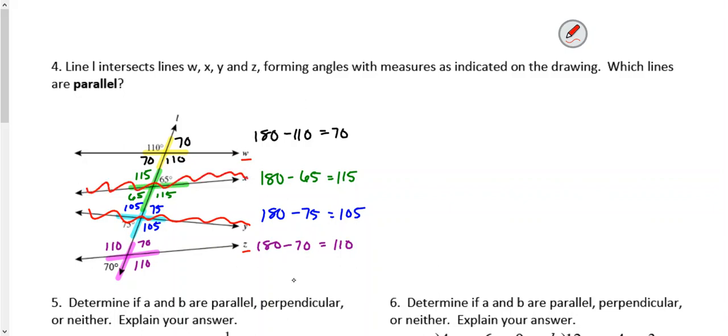But in order for W and Z to be parallel, we need to make sure the numbers are in the correct order. So if I look at W, we go from 110 to 70 to 110 to 70, back to 110. Is Z in the same order? 110 to 70 to 110 to 70, back to 110. So they are in the same order, they are the same numbers, so we can say W is parallel to Z.